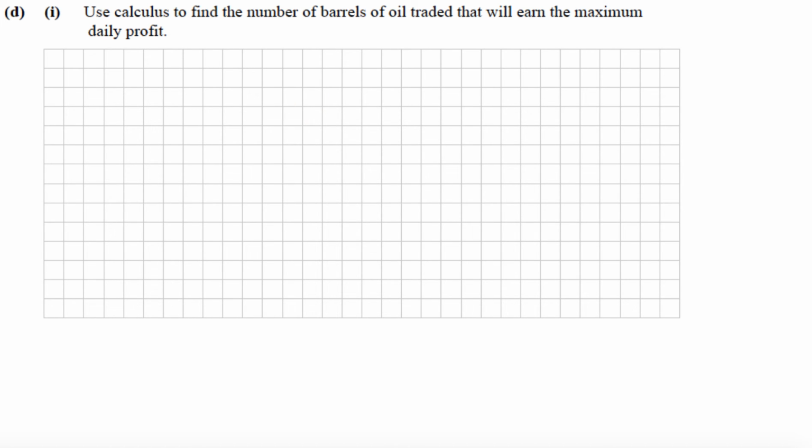Well, let's just write the function out again. Well, the function p was equal to 96x minus 0.03x squared. So we want to find where that's a max. Well, if we differentiate p with respect to x, in other words, if we find dp dx, and then we let that equal to 0, that's where the max will be.